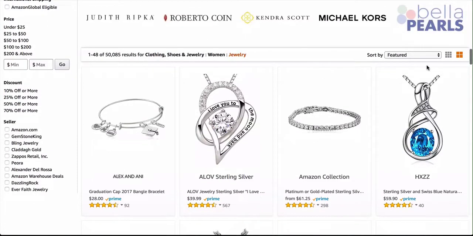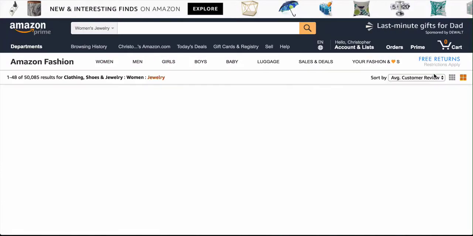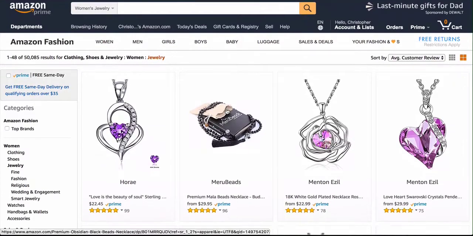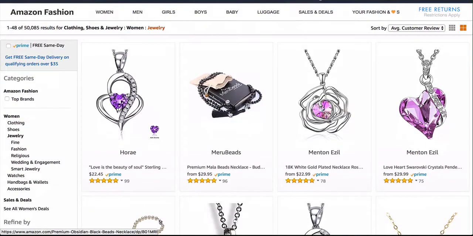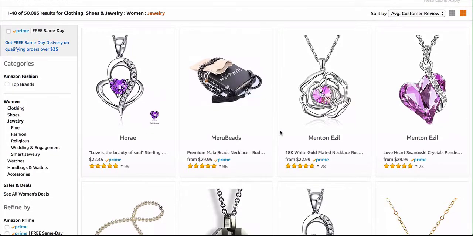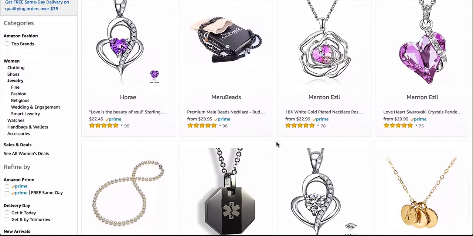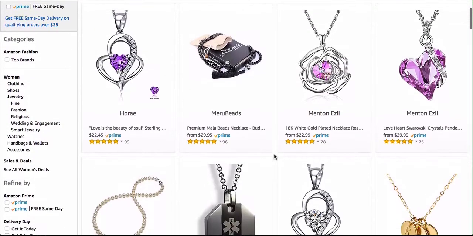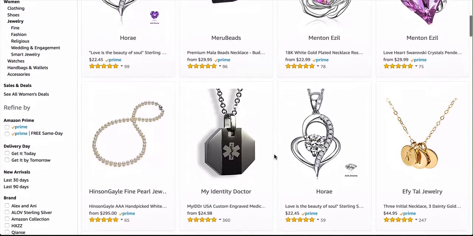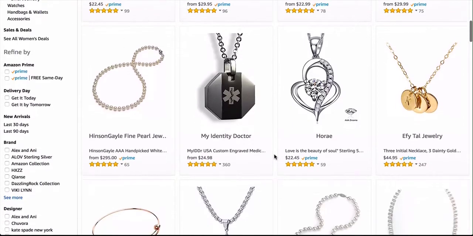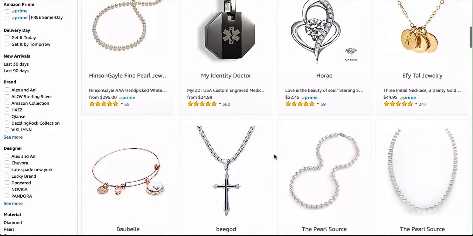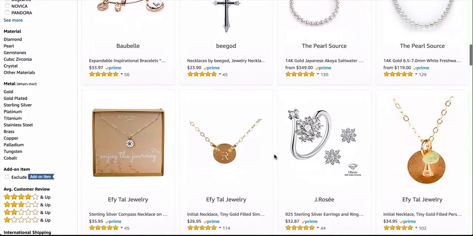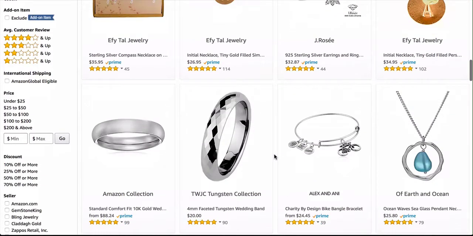Start looking through here, sort by featured, average customer review. So now I want to actually see what is selling, and I'm looking at the things with the best reviews. That's why I'm sorting by average customer review. It's a little bit of the same process, but I'm just glancing through to see what kind of designs are out there that are selling.